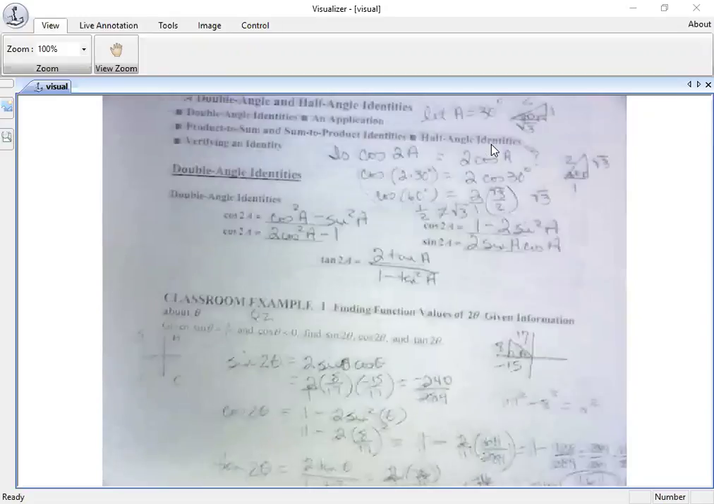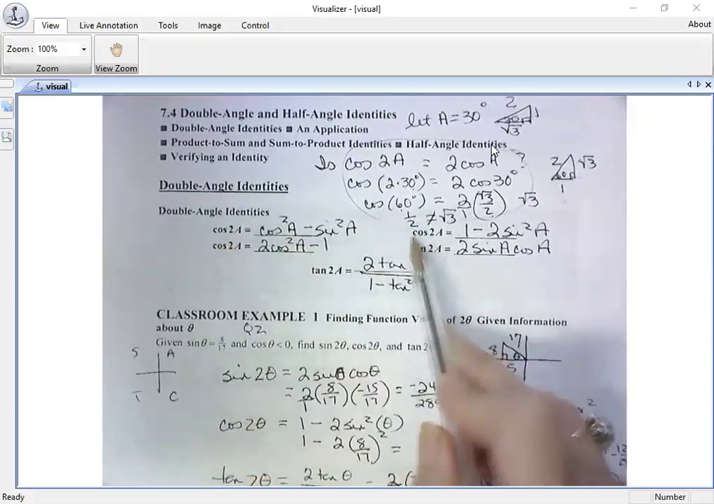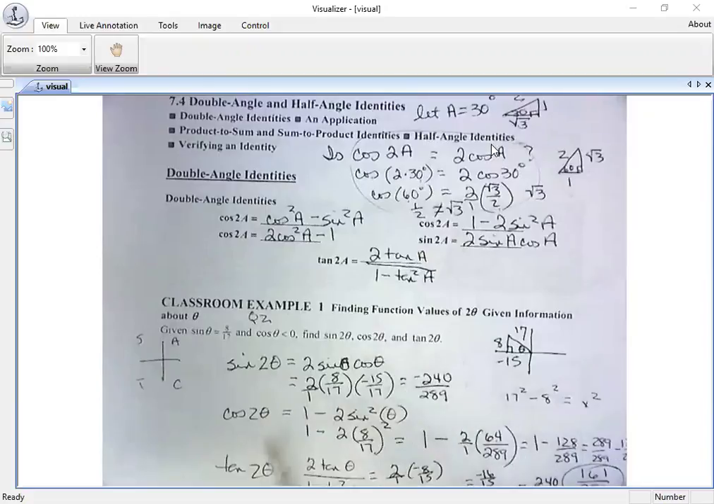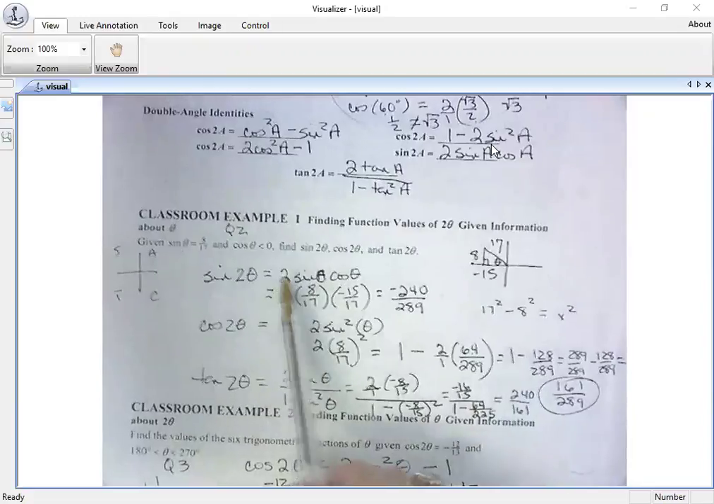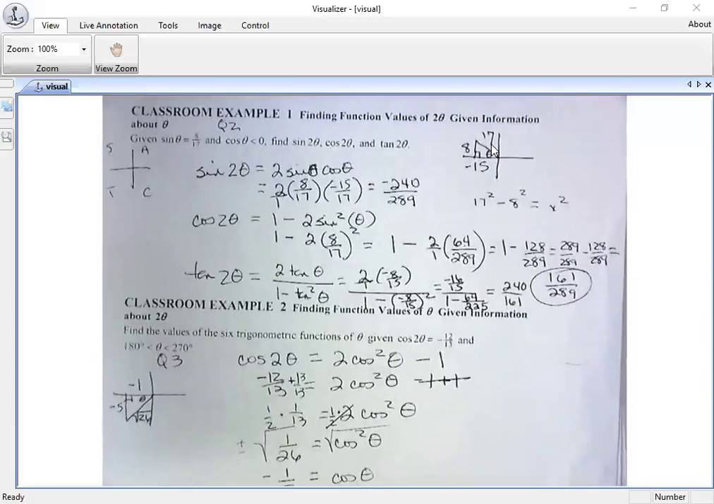So these were our double angle identities. And if you remember, cosine is the one that we had multiple options on how we could plug in. We did a couple of examples where we chose, based on the information we had, what we thought might be the best replacement on cosine. If it was sine of 2 times theta, or tangent of 2 times theta, we didn't have an option. We had to use the one formula that exists for that.